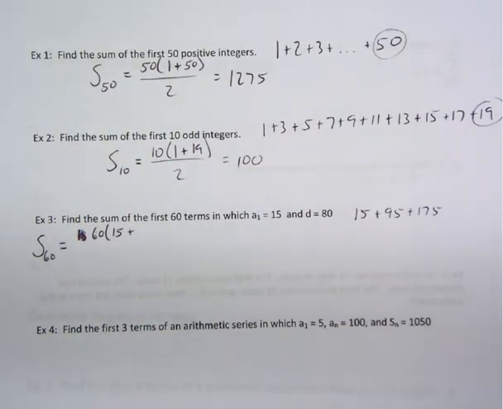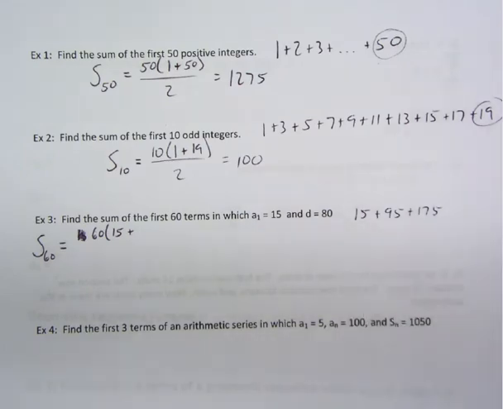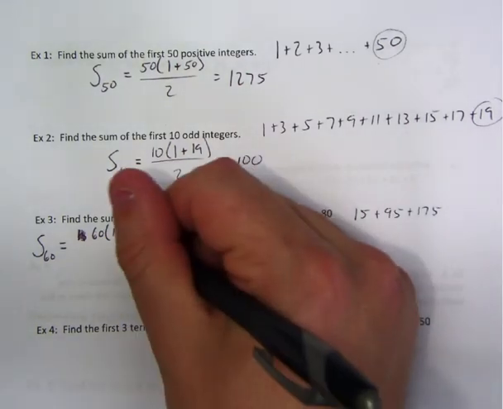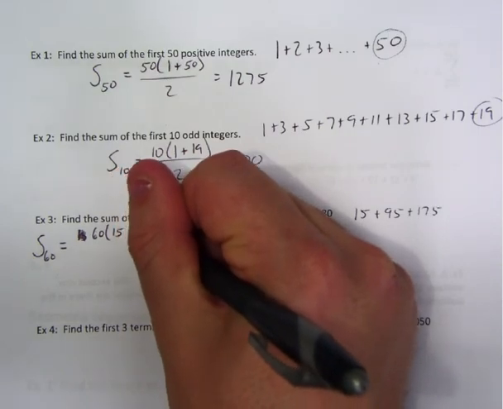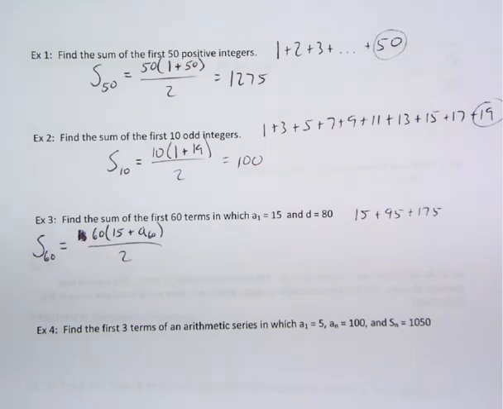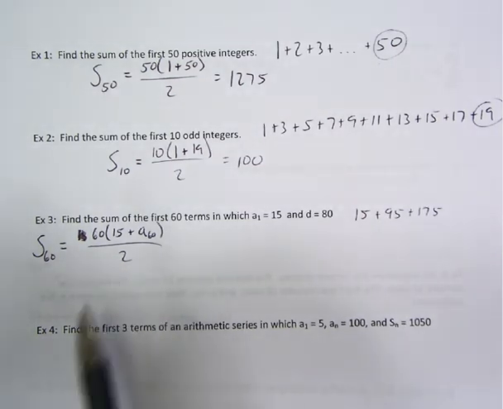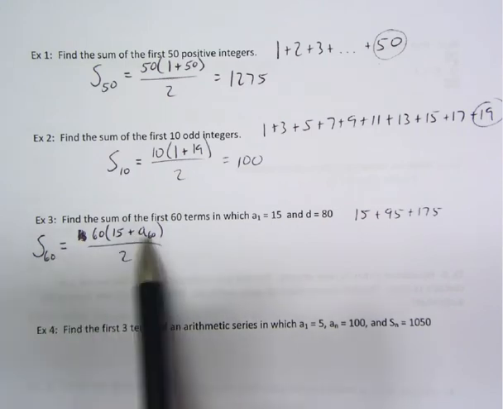Plus, now here is where things get interesting. I don't know what the last term in this sequence is. I don't know the 60th number, right? I don't know what this is. I'm looking for the 60th number. I don't know what it is. I mentioned in the last lesson that when you're using a formula, there better only ever be one thing you don't know in that formula. Otherwise, you can't solve it. Like, I don't know 2 things here.